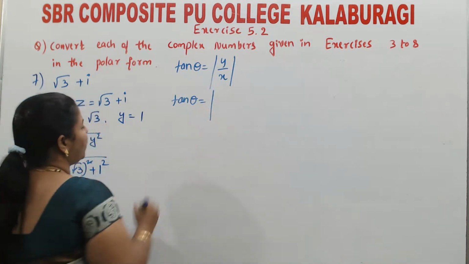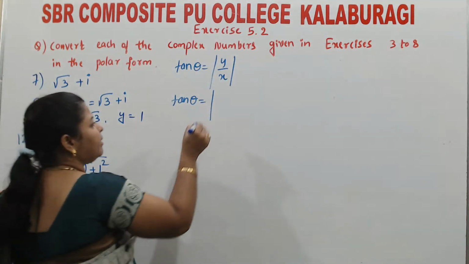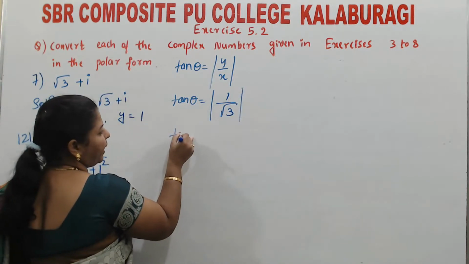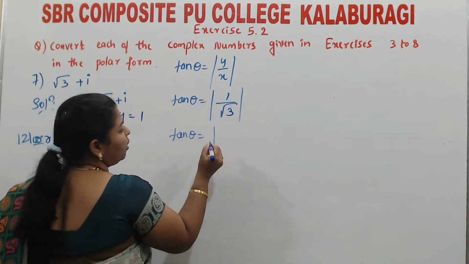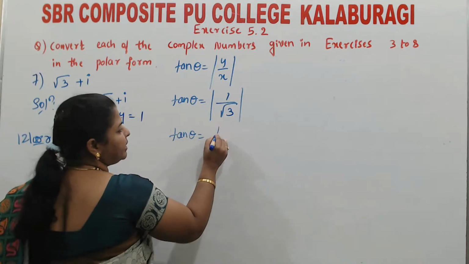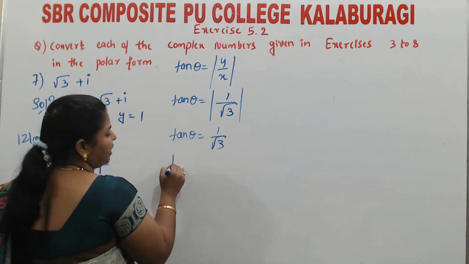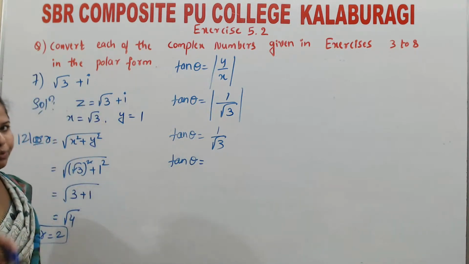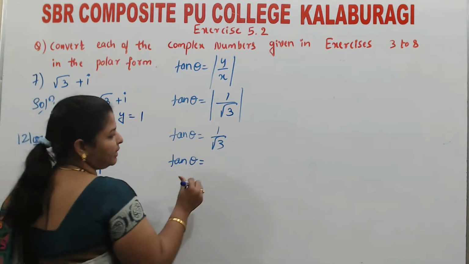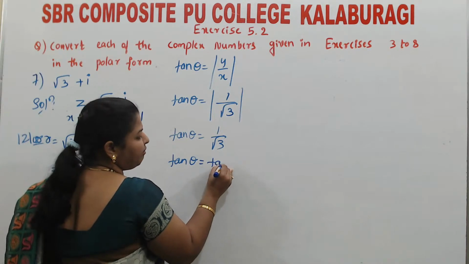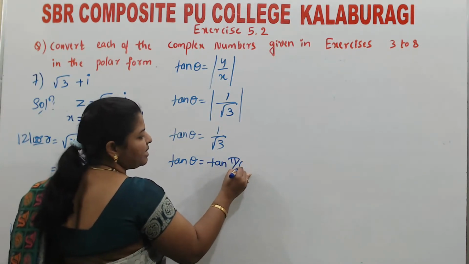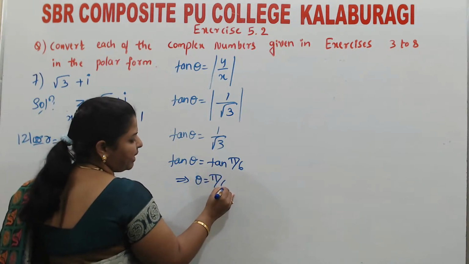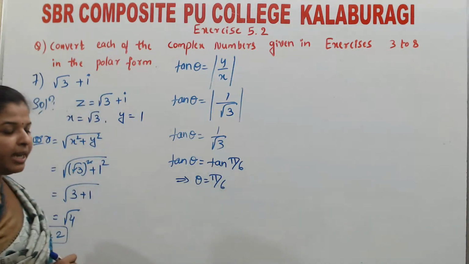Tan theta is equal to modulus of y by x. Y is 1, right? X is root 3. Then tan theta is equal to 1 by root 3. In which angle is the tan value 1 by root 3? Tan 30 degree, right? How do we write tan 30 degree? Tan pi by 6, which implies that theta is equal to pi by 6. This is our value of theta, right?